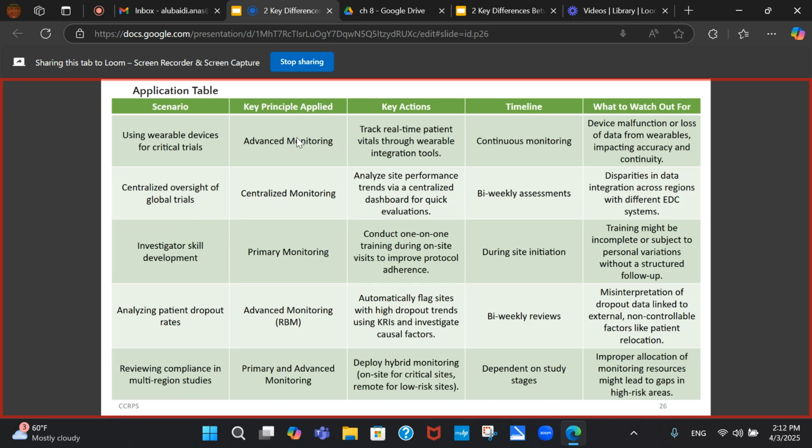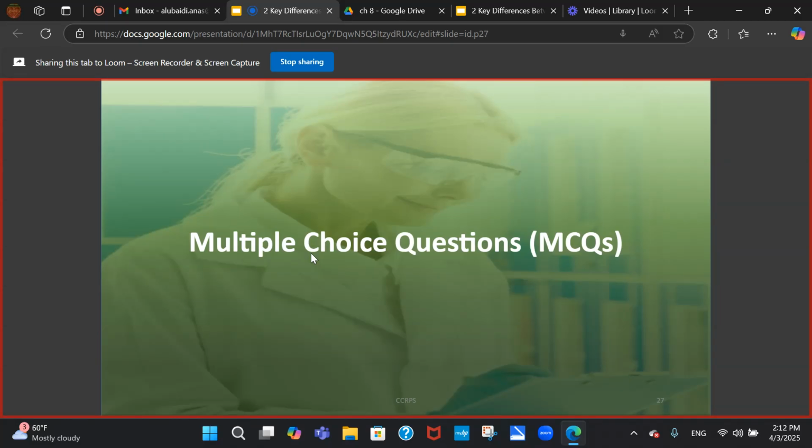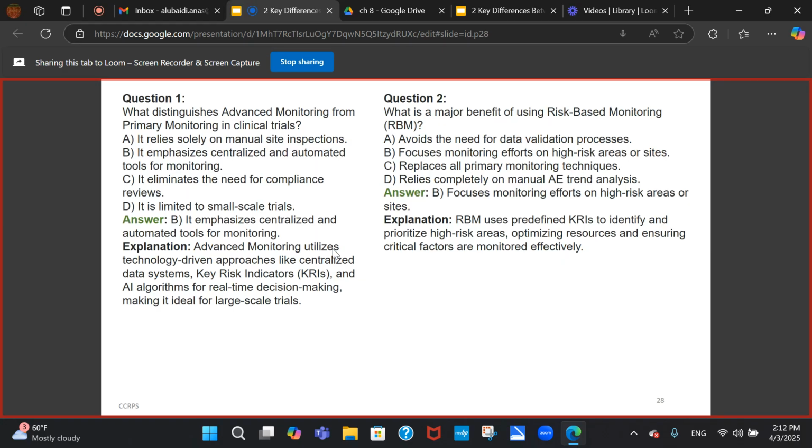Investigator skill development, primary monitoring, analyzing patient dropout rates, advanced monitoring, and more particularly, risk-based monitoring and advanced monitoring. Reviewing compliance in multi-region studies, of course, here, for instance, the hybrid that we spoke about by blending both the primary and advanced monitoring. Now, we'll do a few multiple choice questions in order to review what we covered in this video.